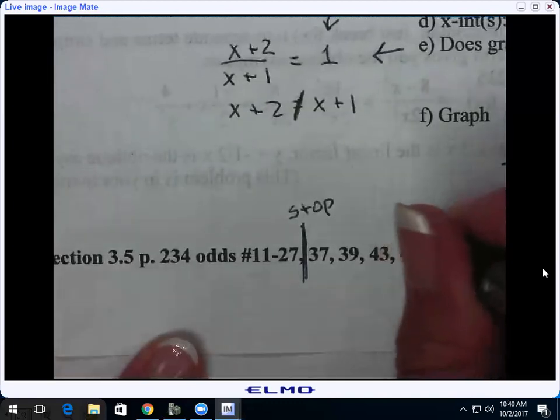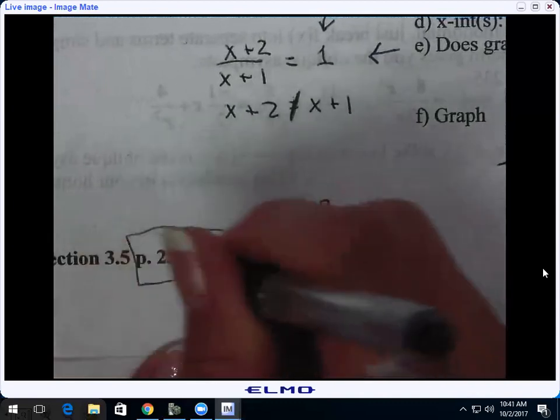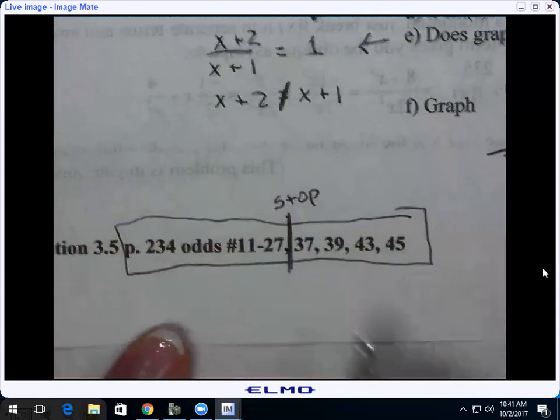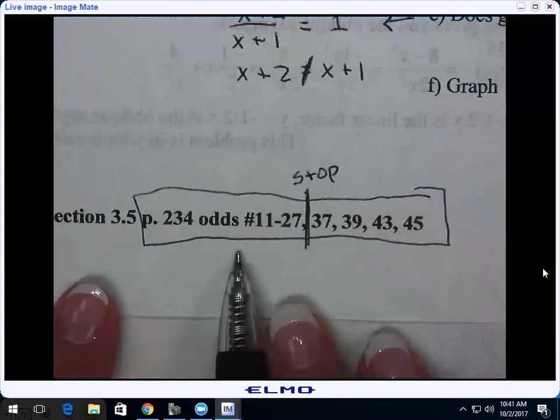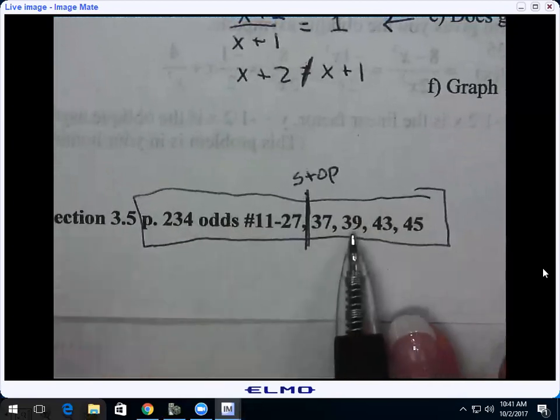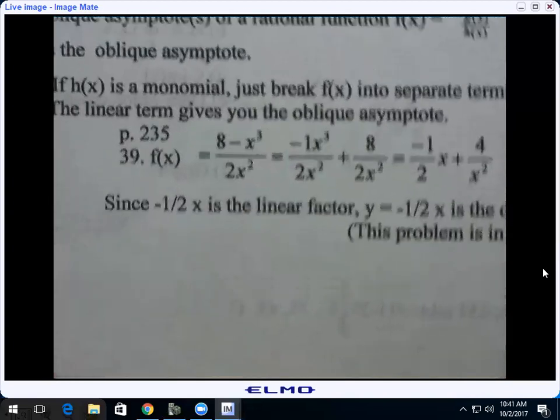All right, I am probably going to take up all this homework tomorrow. So you just have 4 more problems to do in addition to the ones that you've already done. And number 39, don't forget when you get to it that we started it right here.